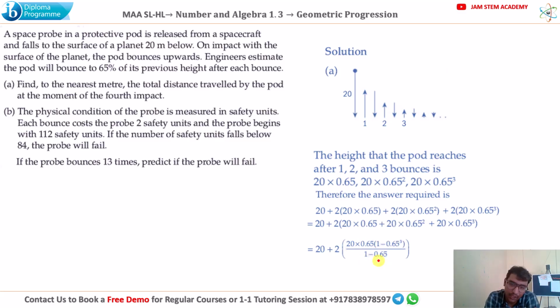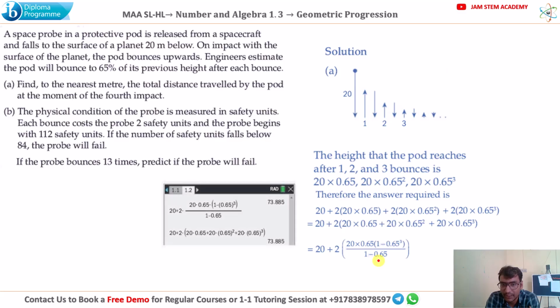Okay, now we can use our calculator to get the value for this, and it says find the distance to the nearest meter. Okay, so when I enter this value in the GDC, I get 73.885, and to the nearest meter it is going to be 74. So 74 is the answer for the first part.